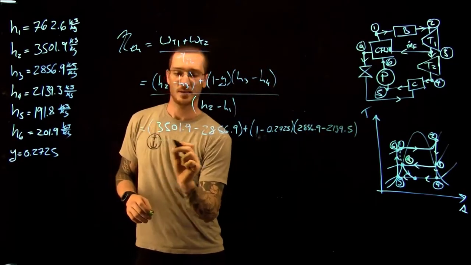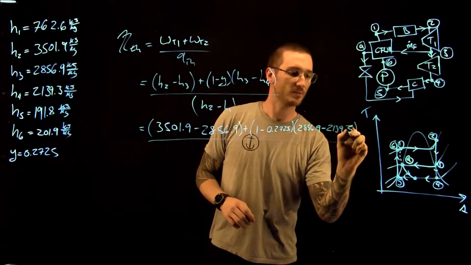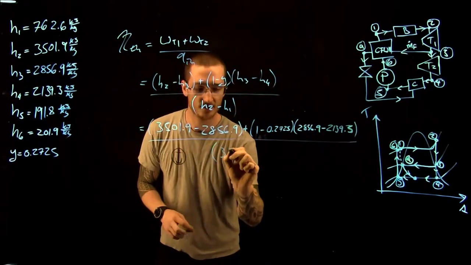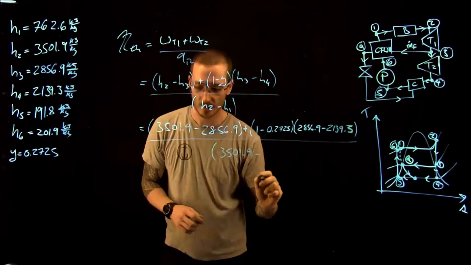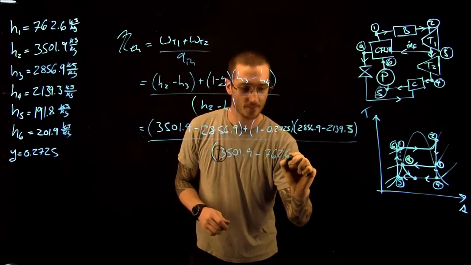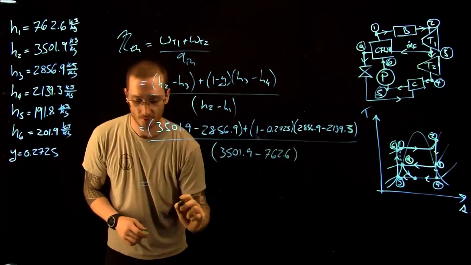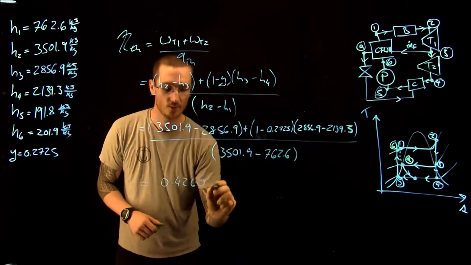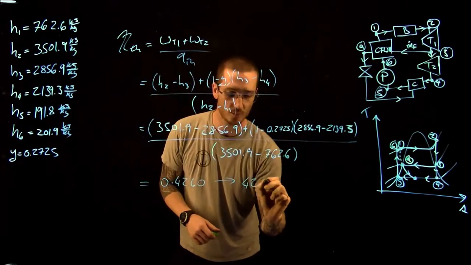divided by, actually, this here is a 0.3, I apologize for that, divided by 3,501.9 minus 762.6. And this gives us a thermal efficiency of 0.4260, or 42.6%.